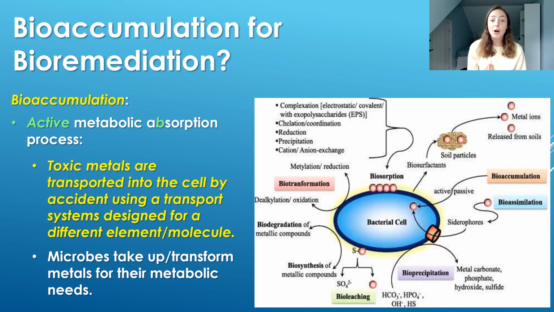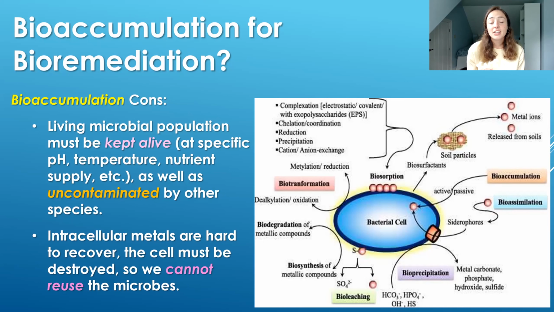It's kind of like how we take up oxygen and sugars and we respire and convert it all into carbon dioxide, and that's what our byproduct is. Anyway, the cons of using bioaccumulation to bioremediate environments is that living microbial populations must be kept alive, obviously, and this requires keeping the environment at a specific pH, a specific temperature, having sufficient nutrient supply, and more, just to keep those microbes alive. And they also have to be kept uncontaminated by other species and microbial communities, which could be really hard when you're trying to remediate something in the natural environment.